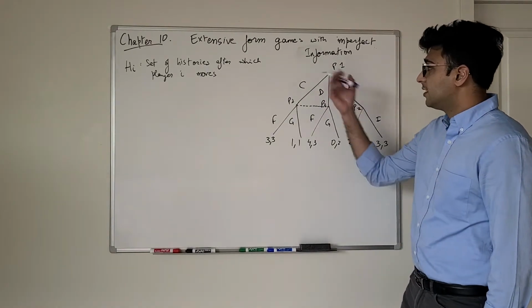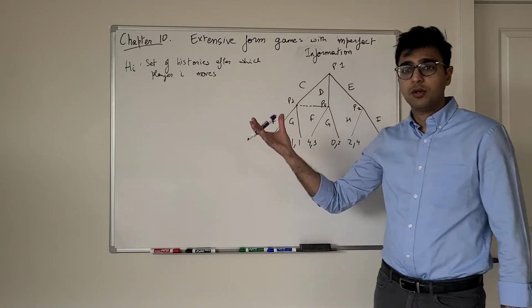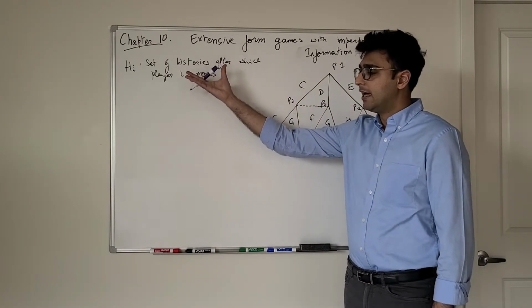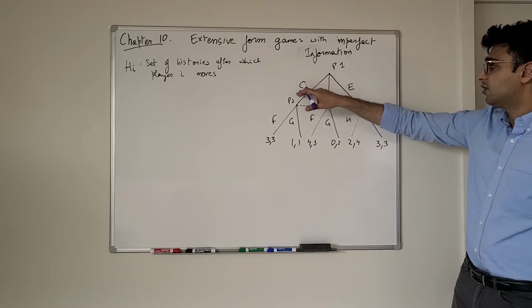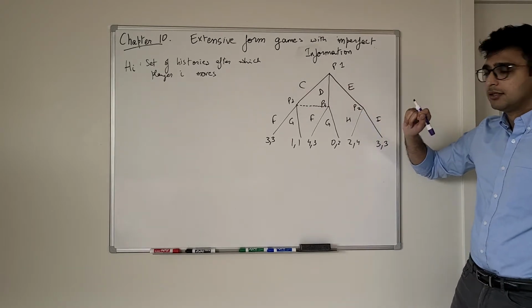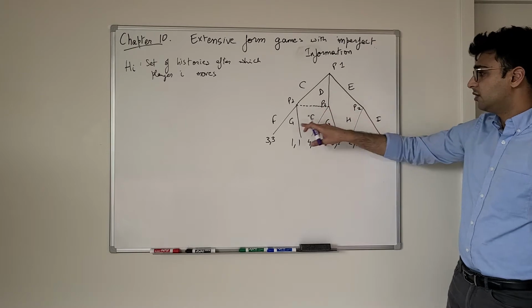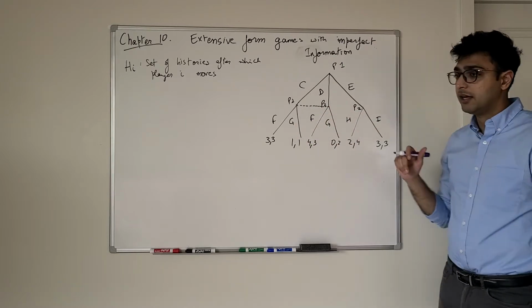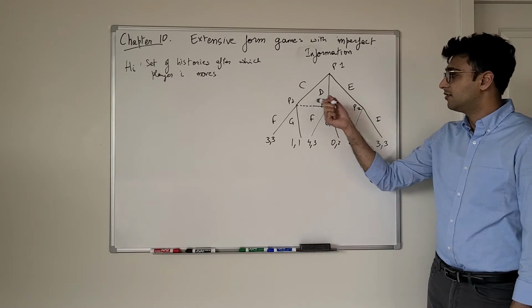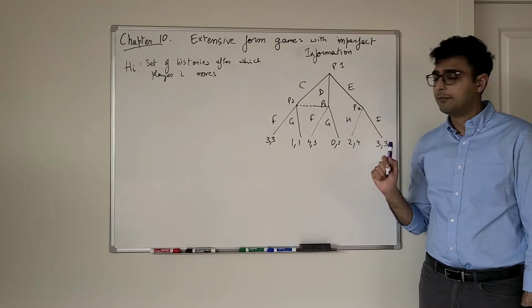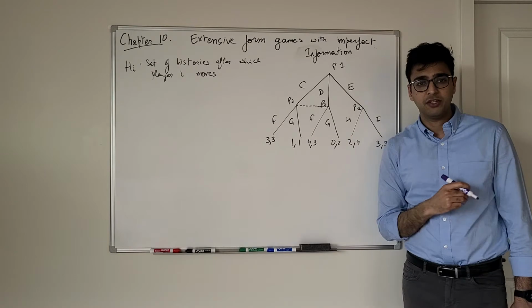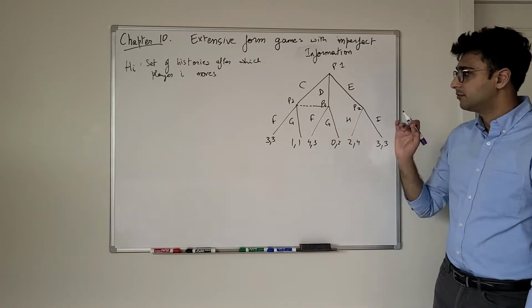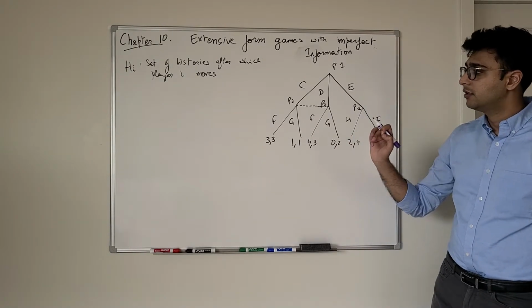Adding that allows us to model situations like this, where player 1 is choosing between C, D, and E, and then player 2 can choose between F and G or H and I, but here player 2 doesn't know whether C has happened or D has happened. This dotted line is to show that C and D are part of one information set. Okay, I will define that a little more carefully.